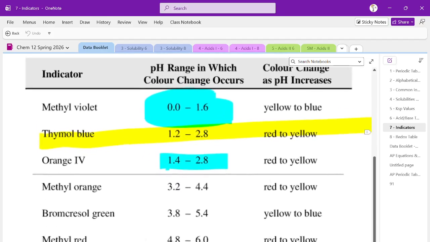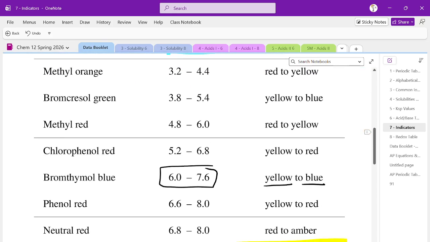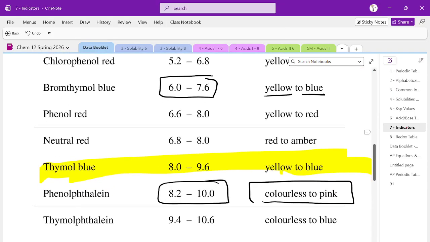So, for example, methyl violet changes color from pH 0 to 1.6. Thymol blue changes from pH 1.2 to 2.8. Phenolphthalein, do you remember phenolphthalein? Phenolphthalein changes between 8.2 and 10.0, which is not at neutral, but we'll find out why we can use it even though it's not changing at pH 7. Okay, when we go from acid to base. But we'll get into all of that later, okay?